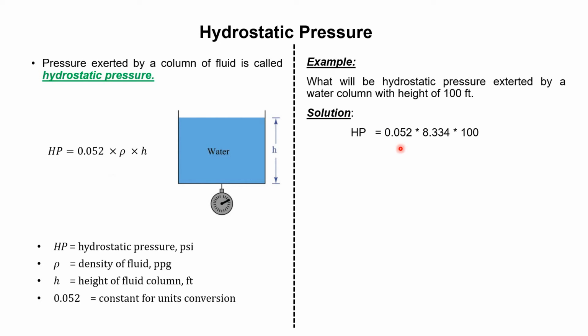So HP is equal to 0.052 into rho, the density of the water, we know that it is 8.334 ppg, and the height we are given is 100 feet. So we'll solve this and we'll get 43.3 psi. So the pressure exerted by water with a height equal to 100 feet will be 43.3 psi.